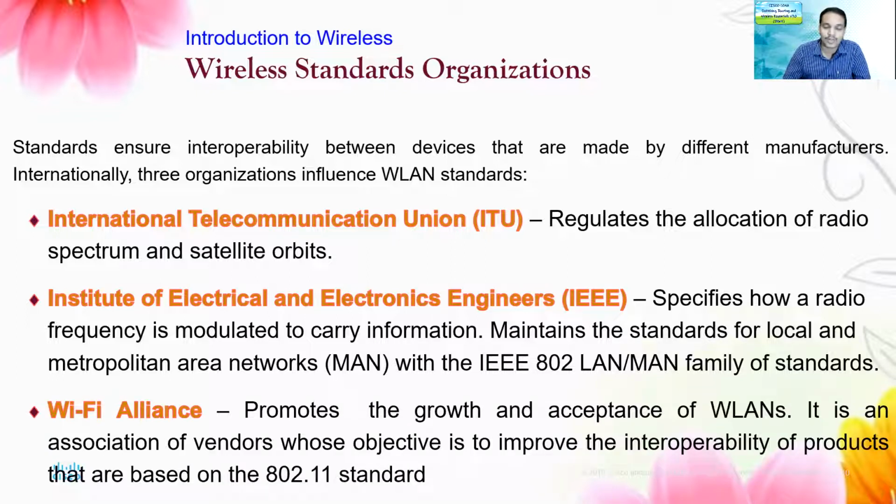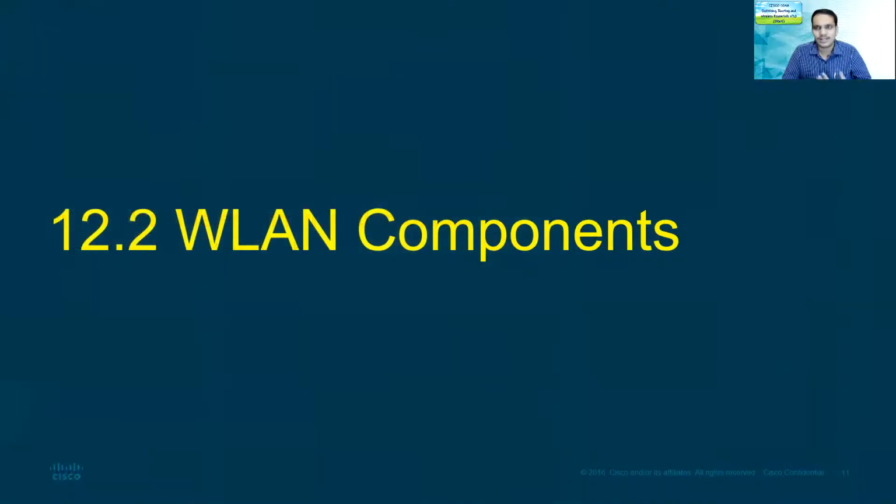The last one is something called the Wi-Fi Alliance, which promotes the growth and acceptance of WLANs. It is an association of vendors whose objective is to improve the interoperability of products that are based on the 802.11 standard. We call it the Wi-Fi Alliance. So this is all the introduction part to wireless. You need to understand that wireless is nothing but a lot of frequencies, and different applications use different frequencies because of the characteristics that are present.